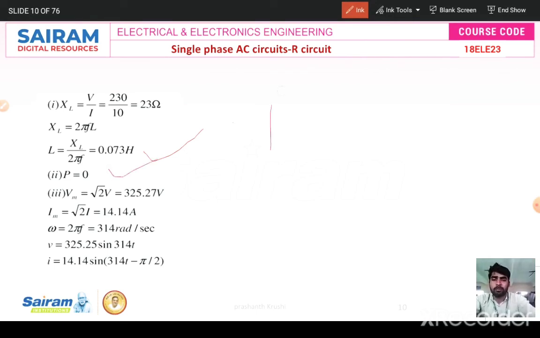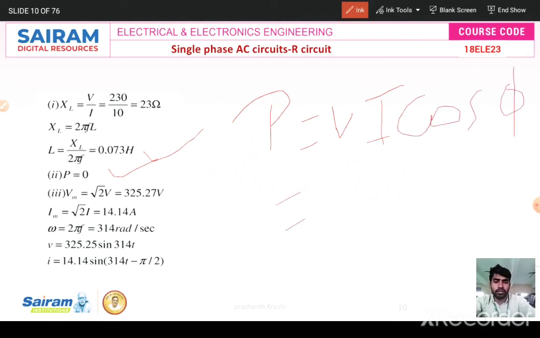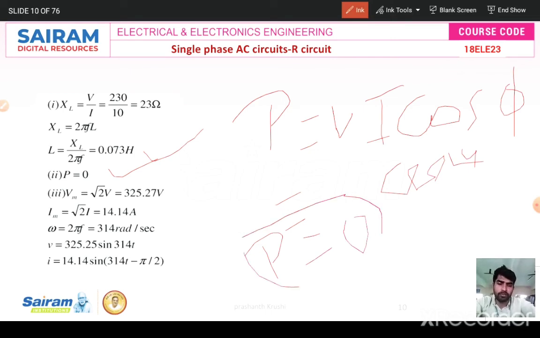And for the power absorbed by the circuit, we can directly write the power is equal to 0, because power is equal to V I cos phi. You can substitute the voltage, the current, and cos phi. Cos 90 is 0. So the power consumption becomes 0 only.